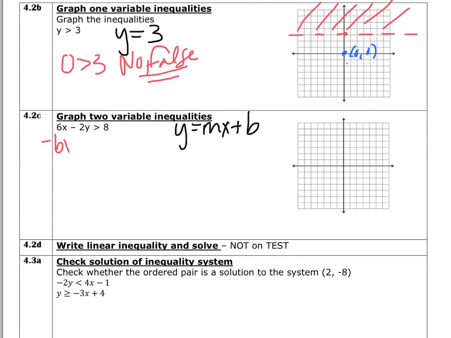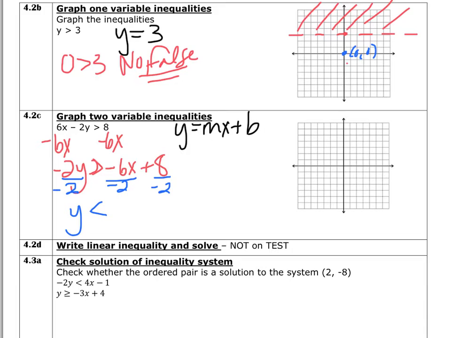So subtract 6x from both sides. It's going to leave you with negative 2y is greater than negative 6x plus 8. To get rid of the negative 2 times y, divide everything by negative 2. But be careful, dividing by a negative just caused me to change the inequality symbol to less than. Negative 6 divided by negative 2 is 3x. Positive 8 divided by negative 2 is a negative 4.